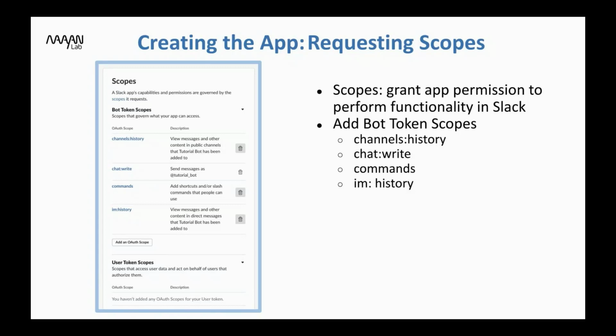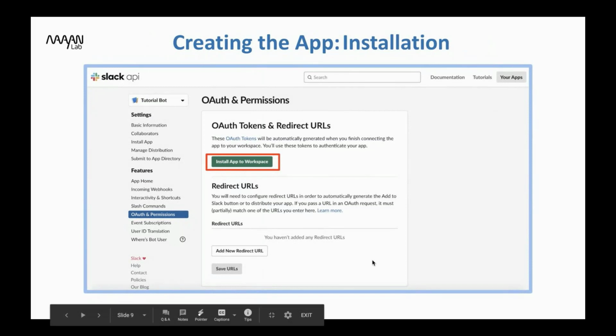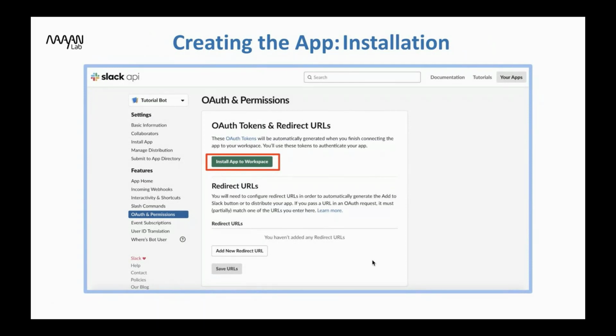So for this tutorial, the ones we're going to want to add are channels history, which allows the bot to look at the different messages that have been sent in a channel, chat write, which allows it to send messages in a channel, commands, which allows you to add commands to the bot, and IM history, which is really similar to channels history, but now the bot can also look at direct messages between different users. So once you do that, after adding these different scopes, you can now install the app to your workspace.